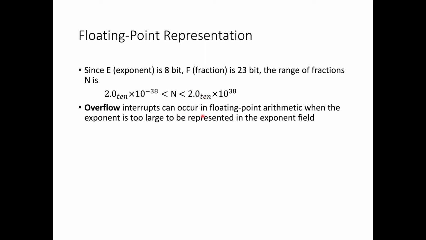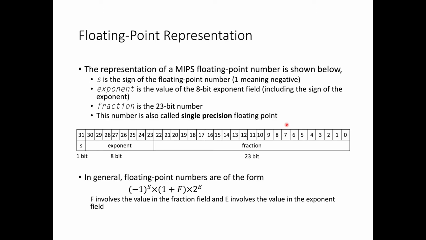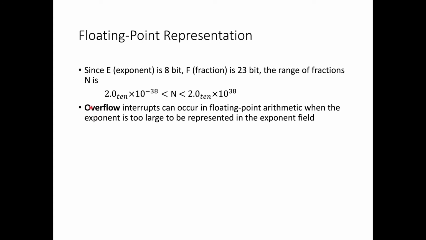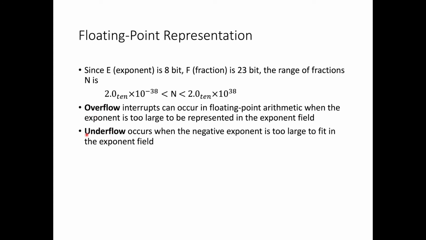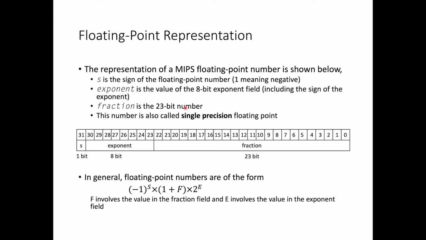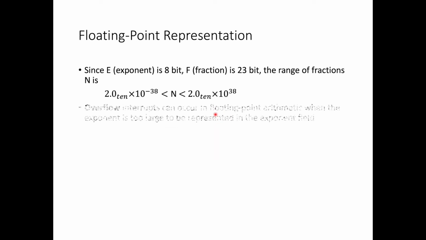So overflow occurs when the exponent is too large to be represented in the exponent field. So in this format, if the exponent is too big to be represented in these 8 bits, then we will get an overflow. We also may have an underflow. Underflow occurs when the negative exponent is too large to fit in the exponent field. That is underflow.